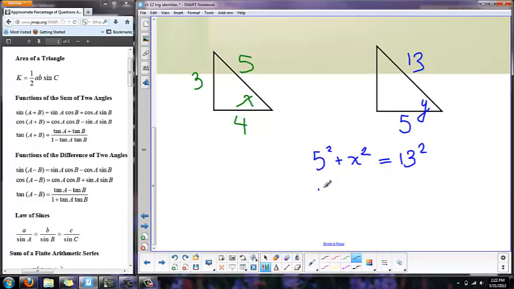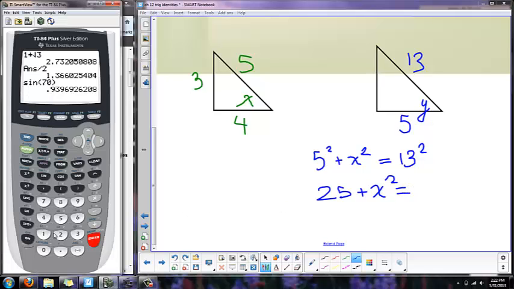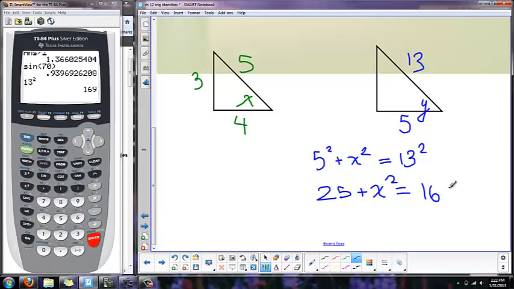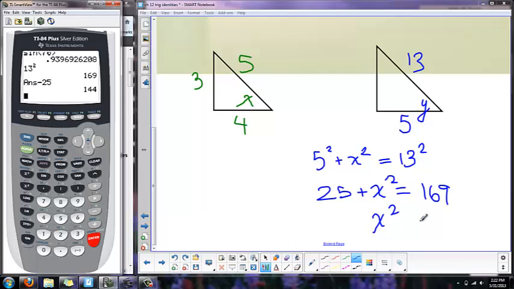I know that 5 squared is 25 plus x squared is equal to, I believe that's 169, but let me just check. Yes, 169. So that means that x squared is 169 minus 25, which is 144. So x is 12.